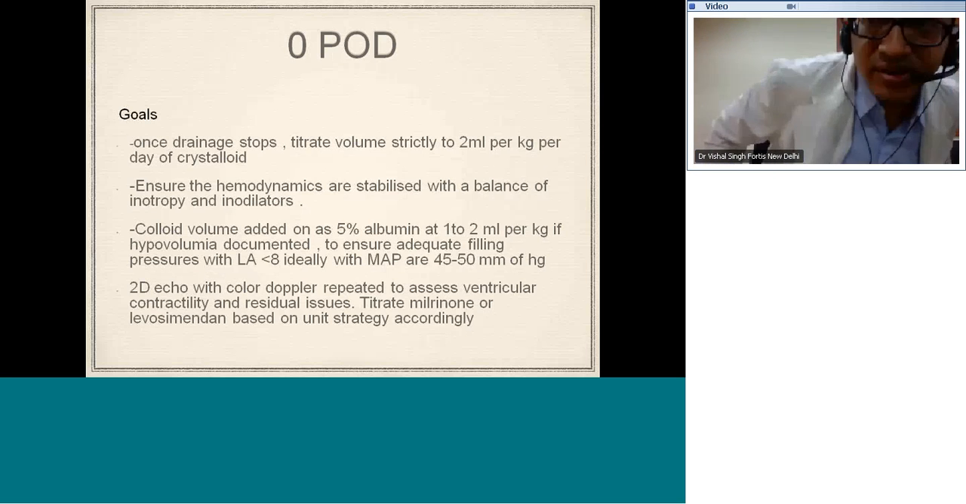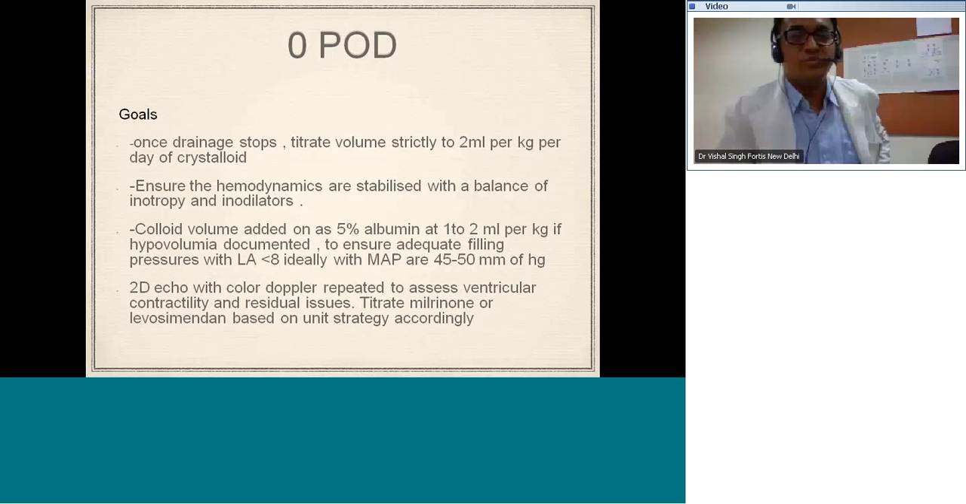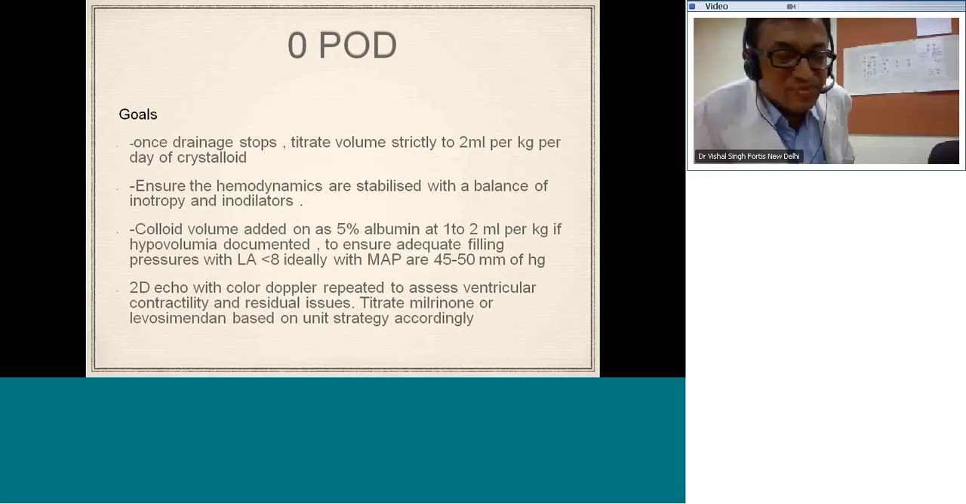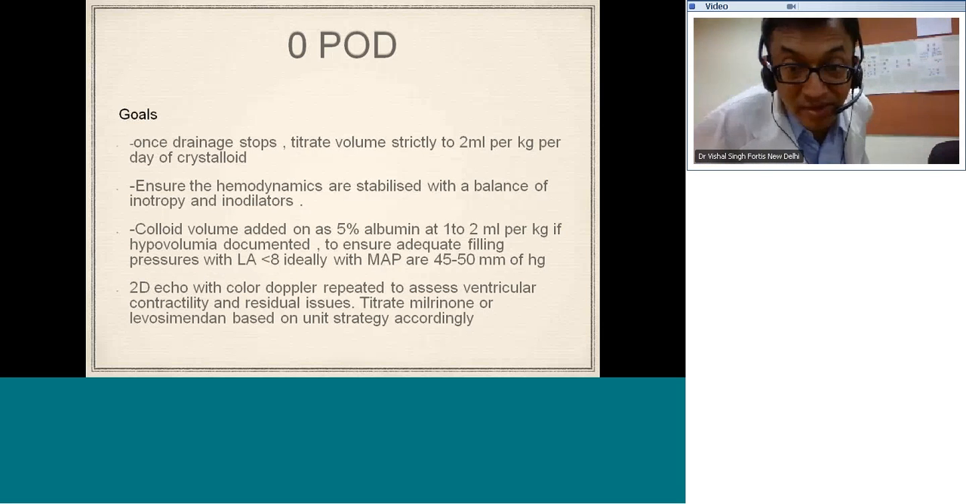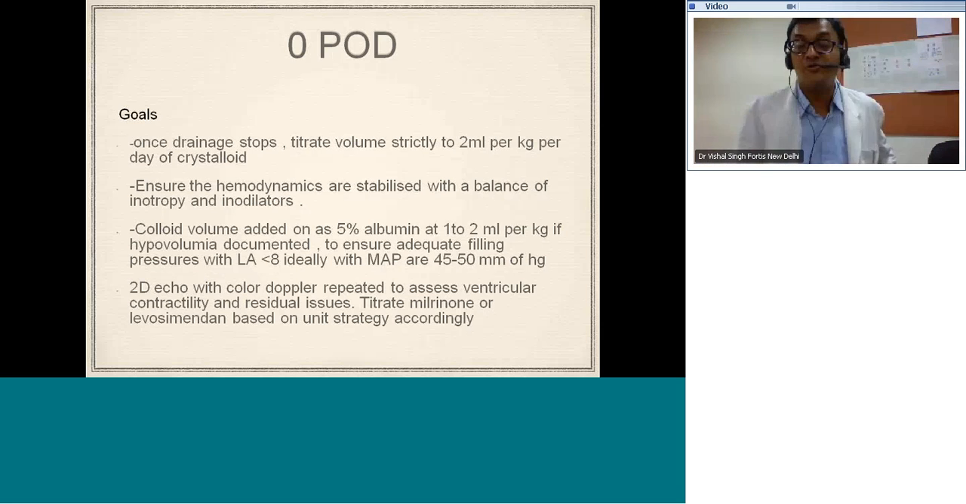On the zero POD, the goals are usually very simple. Once the drainage stops, you have to titrate volume strictly to 2 ml per kg. Again, I'm mistaken, I've written per day, it's per hour, I'm so sorry. Per hour of crystalloid. Ensure the hemodynamics are stabilized with the balance of inotropy and inodilators. The colloid volume is added as 5% albumin at 1 to 2 ml per kg if hypovolemia is documented, to ensure adequate filling pressures with LA less than 8 ideally, with a mean arterial pressure around 45 to 50.